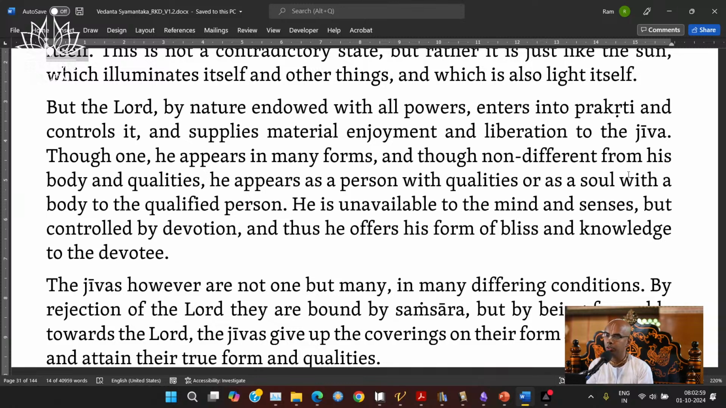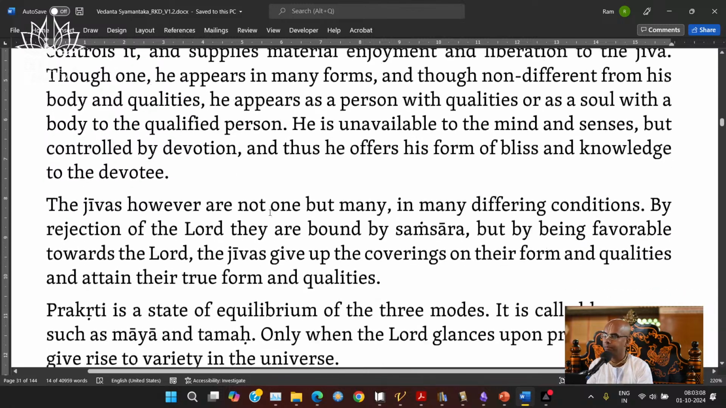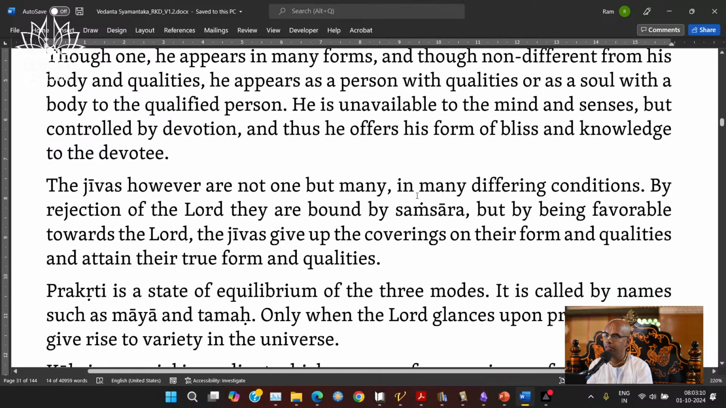He is unavailable to the mind and senses, but controlled by devotion, and thus he offers his form of bliss and knowledge to the devotee. So this is about Ishvara. The Jivas, however, are not one but many. So Supreme Lord Ishvara is only one. Ekale Ishwar Krishna. There is only one Ishvara. There are other Ishvaras also, but when we are speaking about Ishvara with respect to Vedanta Syamantaka, it's Sarveshvara, who is the controller of all the controllers, the cause of all causes. So he is only one.